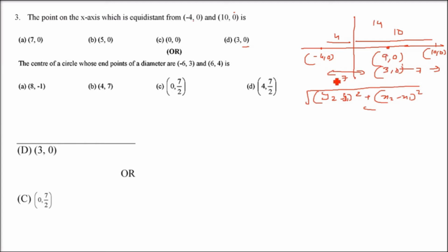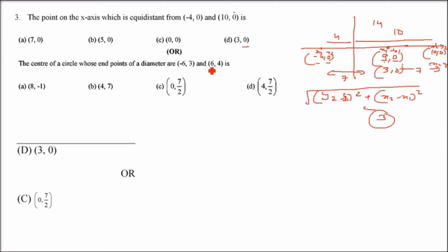Or you can do what? You can take (minus 4 plus 10) by 2 equals a, and (0 plus 0) by 2 equals 0. So (minus 4 plus 10) by 2 equals a. That a also will come as 3. 10 minus 4 is 6, 6 by 2 is 3. So a will become 3. So as I said, there are 3 methods to solve it. Whichever is suited to you, you can adopt it.